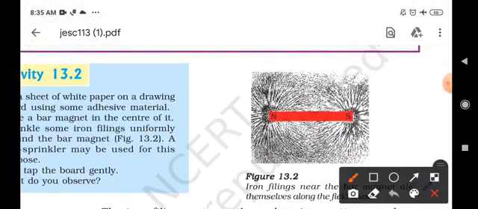You can see that the lines form a curved path. When you look here, it's a kind of curved path which started from the north and ended at the south. This curved path that you are looking at is the line of force, and this line of force starts from the north pole and ends at the south pole.